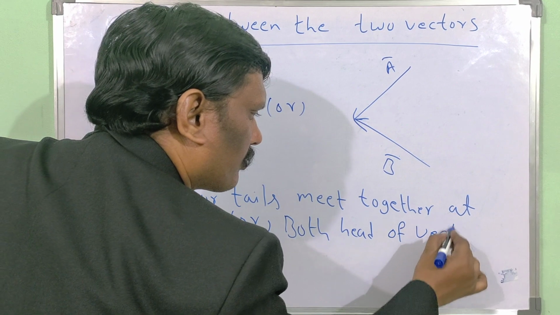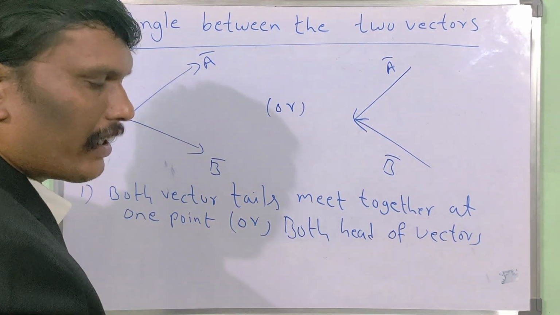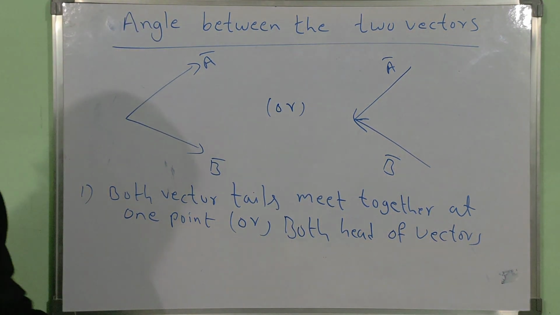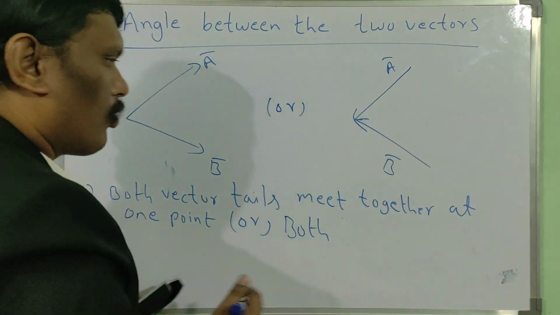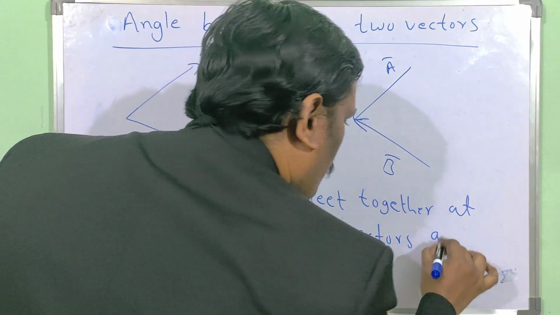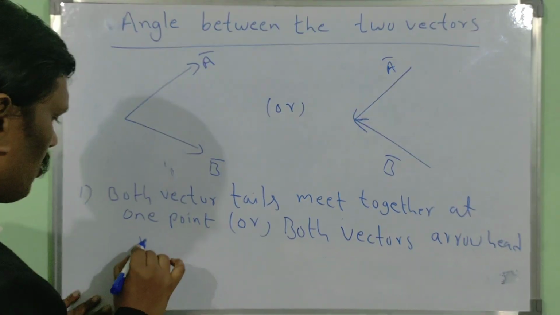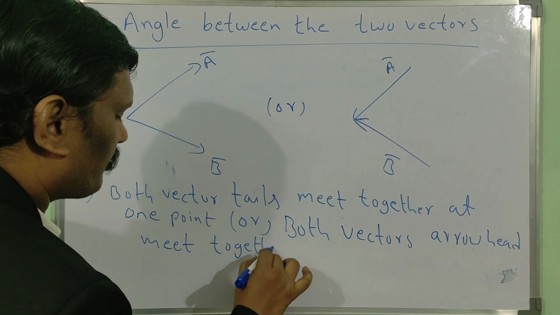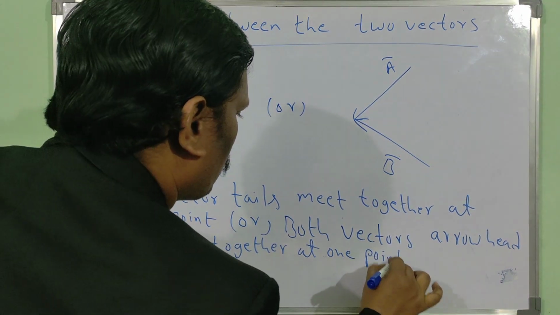meet together. So that means we need to understand both vectors' arrowheads meet together at one point. That is, we need to check.